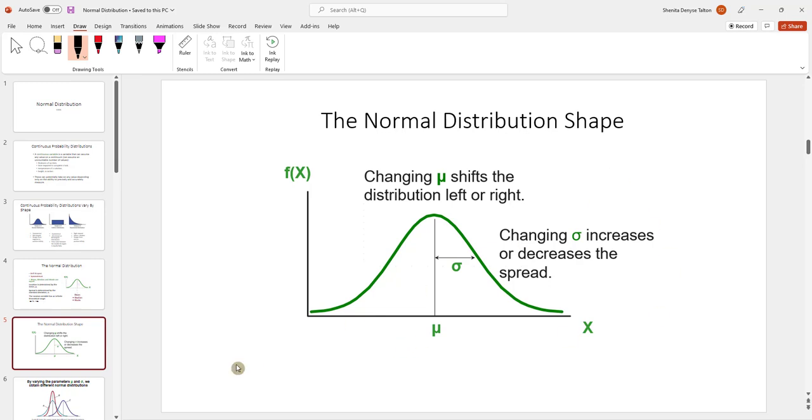One good example is height. You can have extremely short people and you can have extremely tall people. But there are very few very short people, and there are very few extremely tall people. The majority of the heights will be in the middle, which would be your mean. Okay?